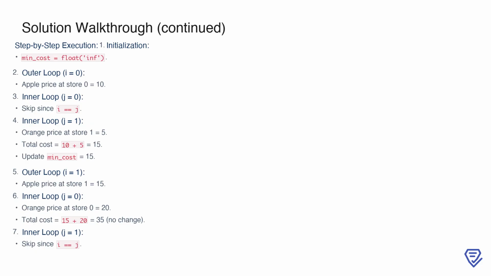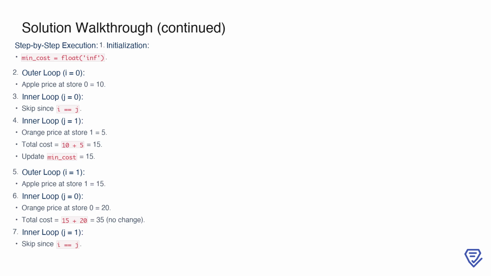Starting with the apple price at store 0, which is 10, we skip the orange at store 0 due to i equals j. For j equals 1, the orange price is 5, resulting in a total cost of 10 plus 5, which equals 15. We update min_cost to 15 since it's smaller than infinity.